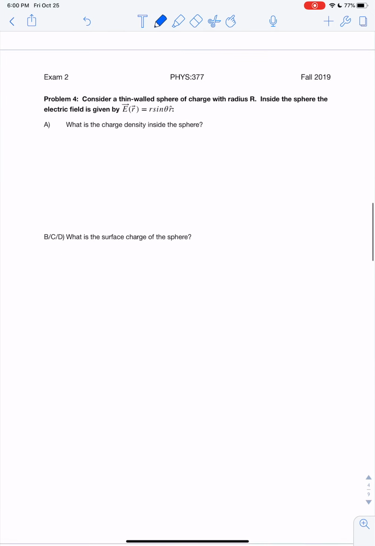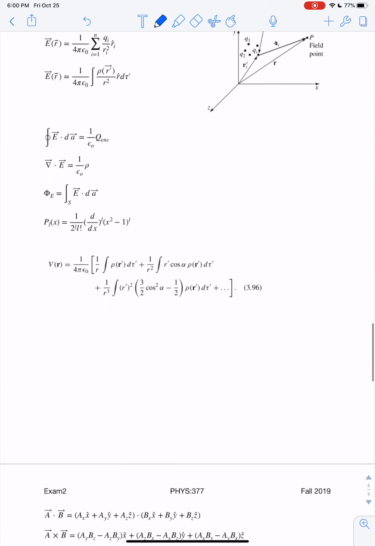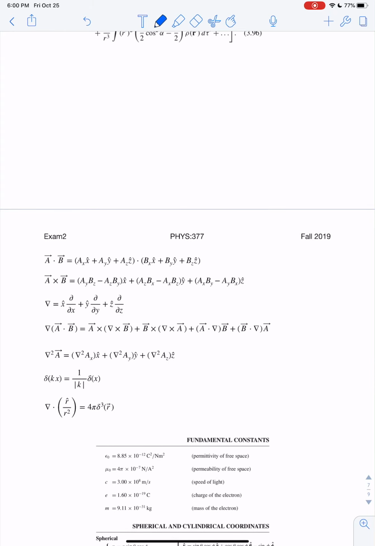So let's go back to del dot E. Del dot E is 1 over epsilon naught rho. Okay, and so we can do that one in a little bit. But del dot E, so this is del, and then we're going to take that and dot it into our E vector. Okay, so let's go back up there.